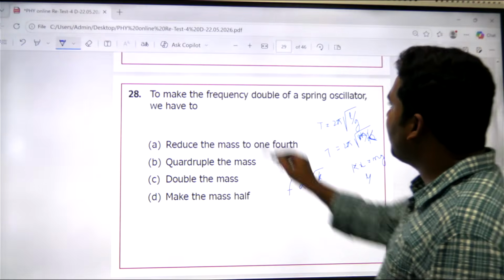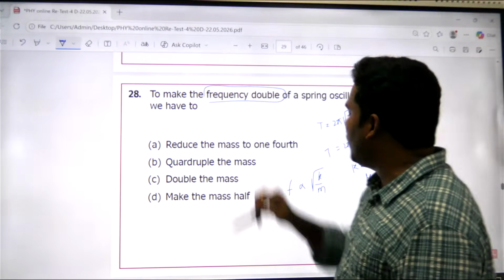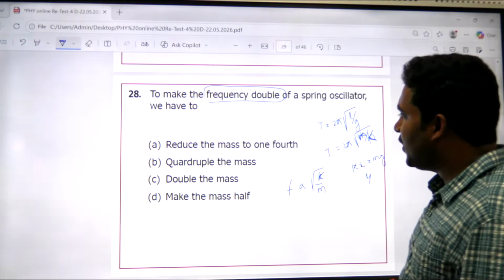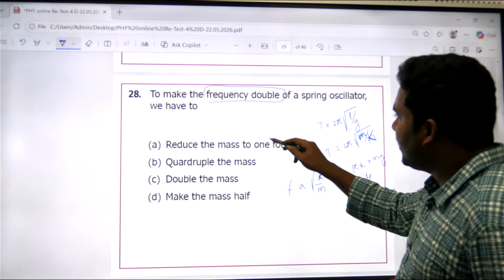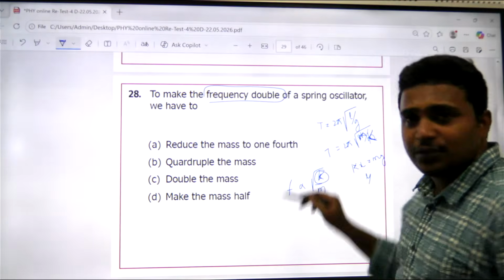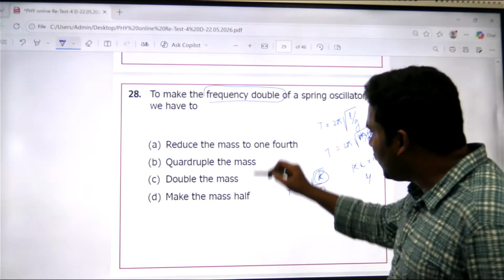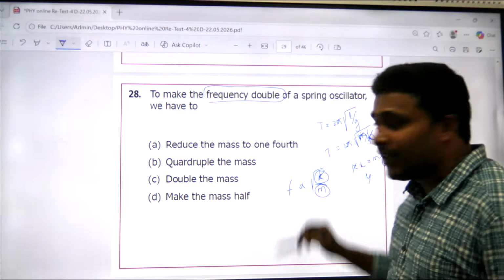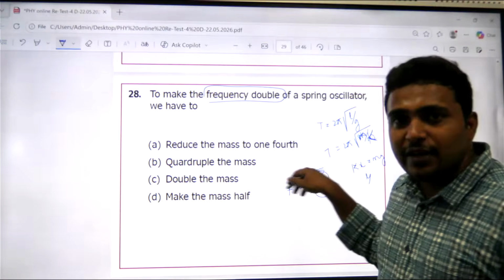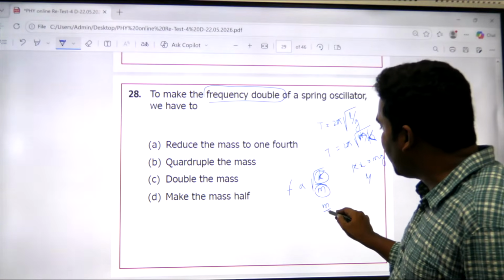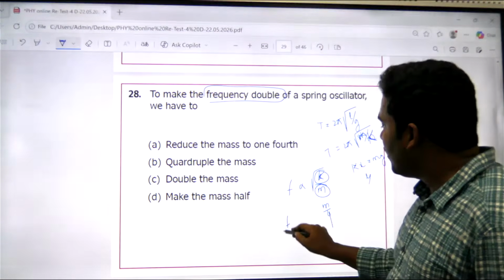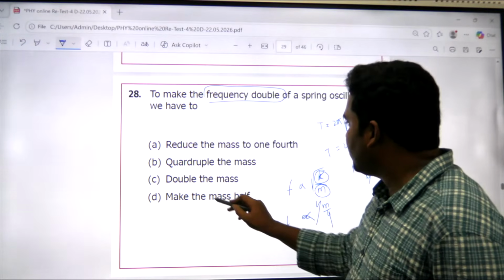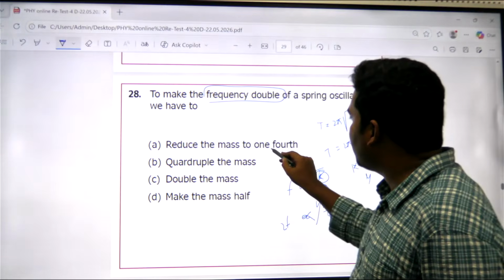What is he asking? To make the frequency double? He wants to increase the frequency by 2 times. If he wants to increase the frequency by 2 times, there are two possibilities. Is he talking about the spring? No, he's not talking about the spring. He's only talking about the mass. If I want to increase the frequency by 2, I want to decrease the mass. If I decrease the mass, the frequency will increase. So if I decrease the mass by 4 times, the frequency will increase by 2. So it is reduce the mass to 1/4 in each option.